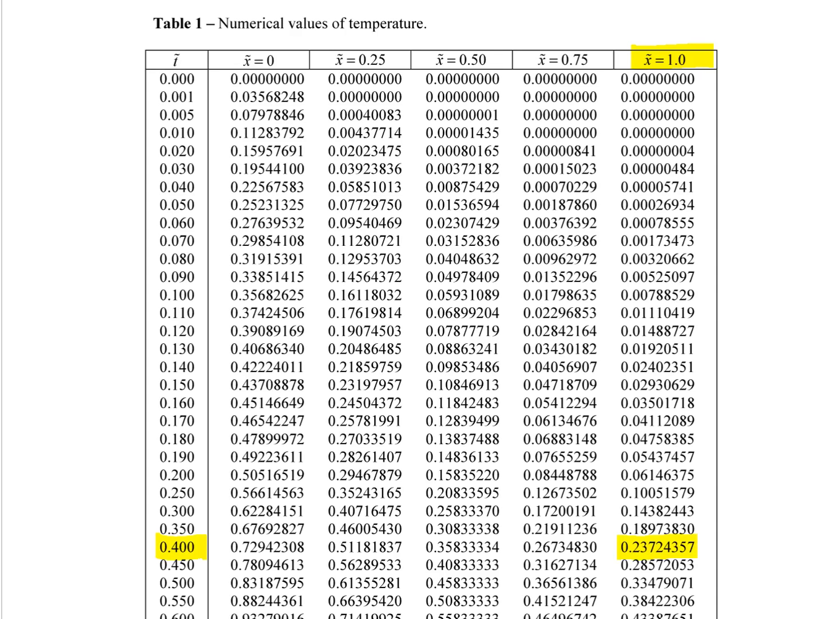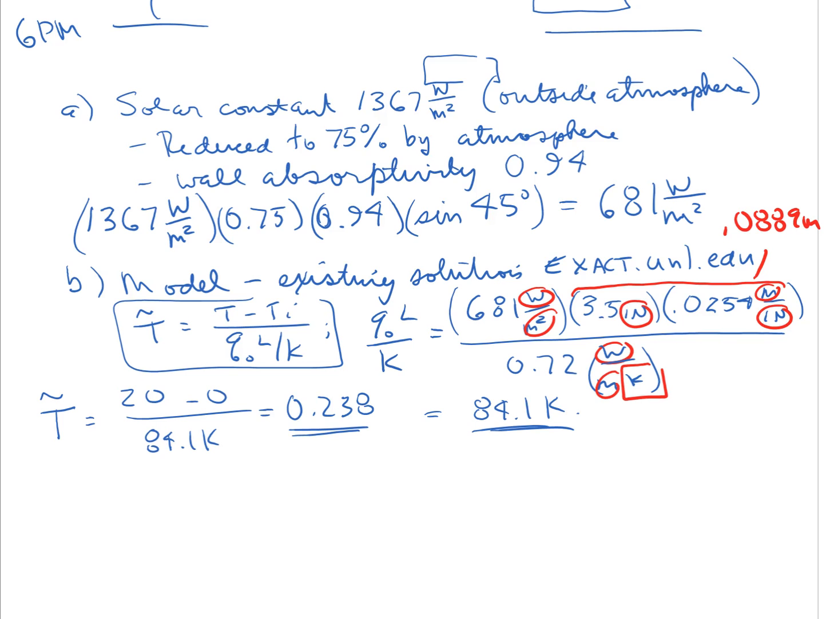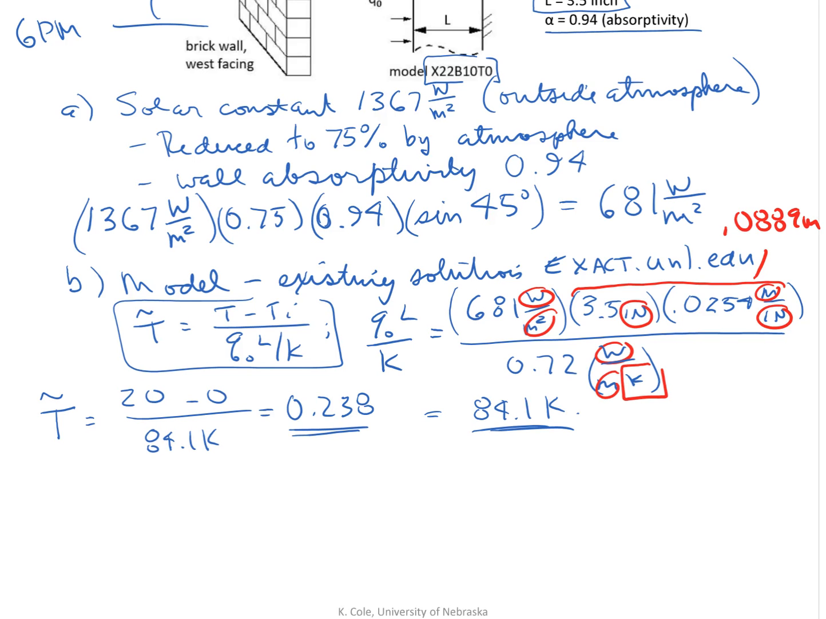The dimensionless time is 0.4. So that's the result that we want at this point in the problem. Let me go back to the problem statement. We want to say that at this temperature, this occurs at dimensionless time 0.4, and this is from table 1 in the solution.